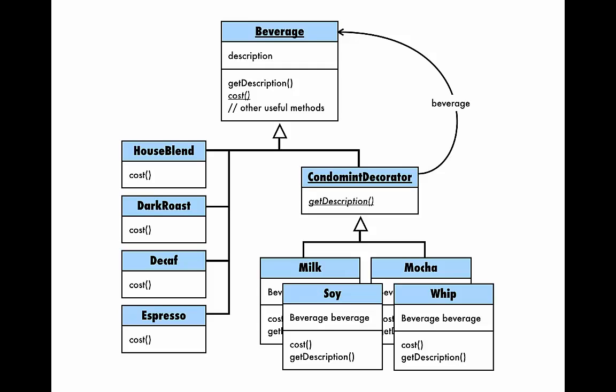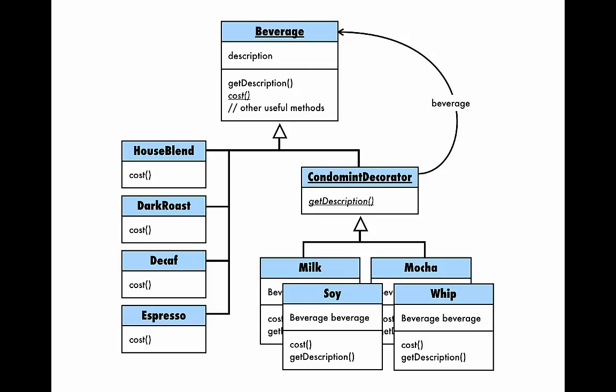In this design, the abstract beverage class is still at the top of the hierarchy, and the four base beverages, house blend, dark roast, decaf, and espresso, are still subclasses of beverage. What's new here is that there's an abstract class named condiment decorator that inherits from beverage. The important thing about the condiment decorator is that all condiment decorators must have a field named beverage that has type Beverage with a capital B.